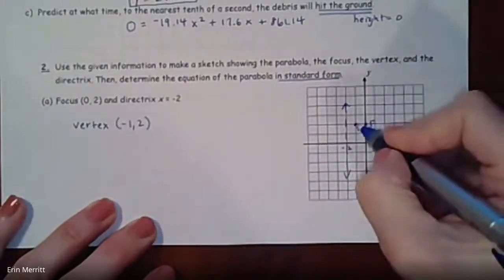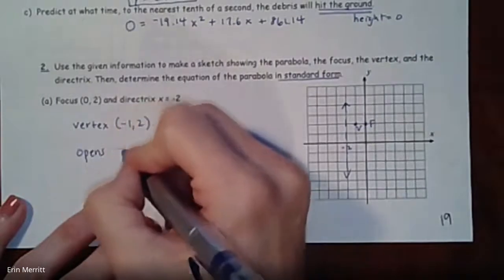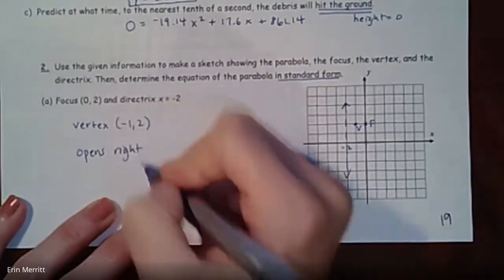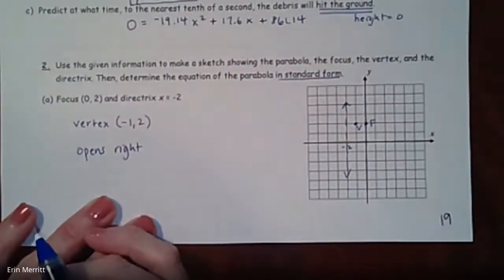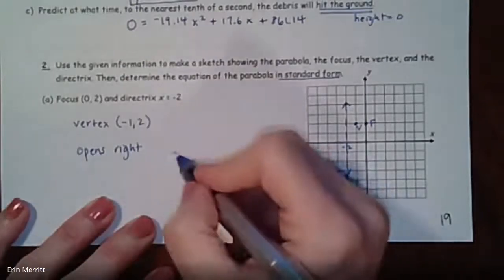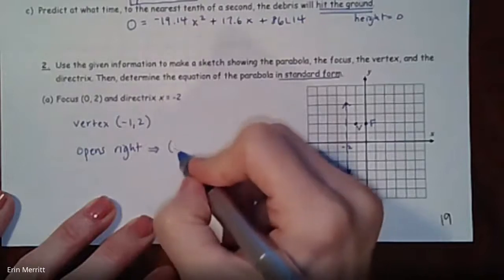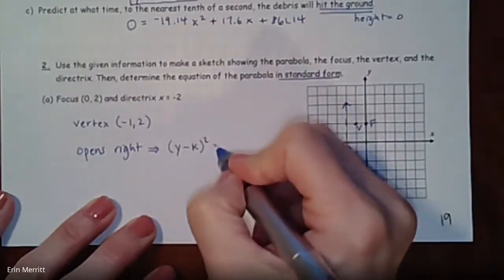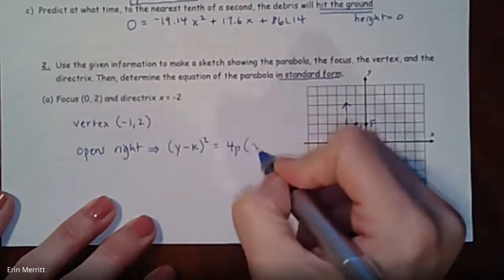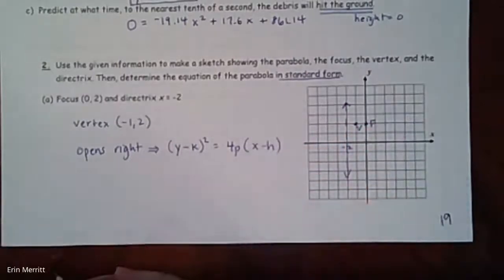And right now, it's going to wrap around the focus, so it's going to open to the right. A couple of things. That means that it's an x and a y squared problem. The fact that it opens to the right means you've got y minus k squared equals 4p times x minus h.